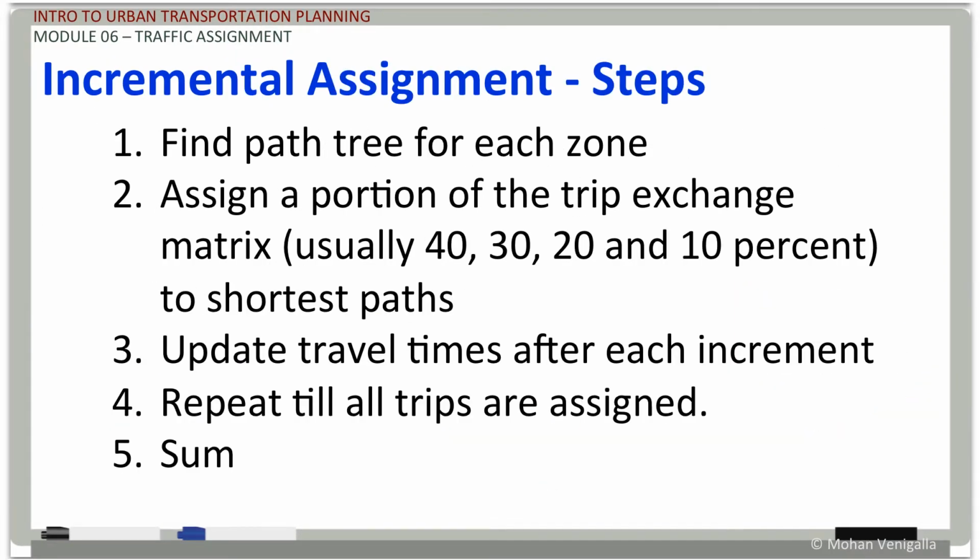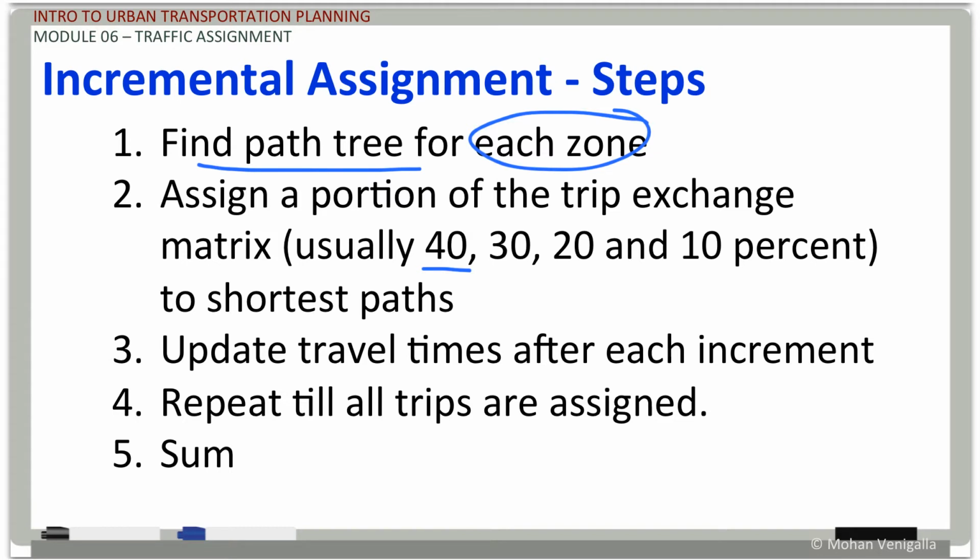So what are the steps? First of all, you find the path for each zone. It's a path tree. You remember we talked about path tree using shortest path algorithms. So we have done that. So find the path tree and then assign a portion of the trip exchange matrix in increments. For the first increment, this is the usual way they assign it, take 40% of the trip matrix.